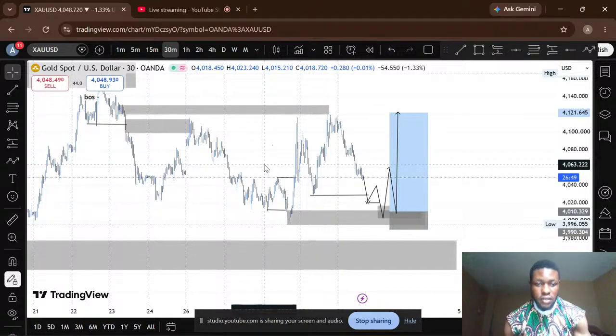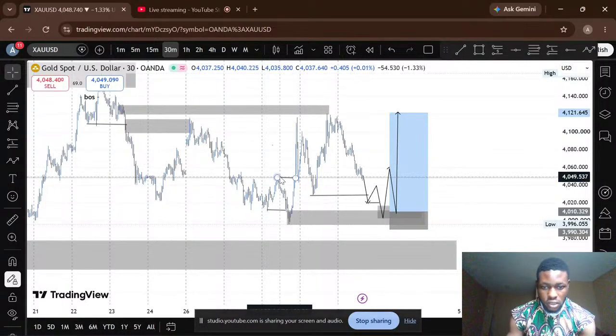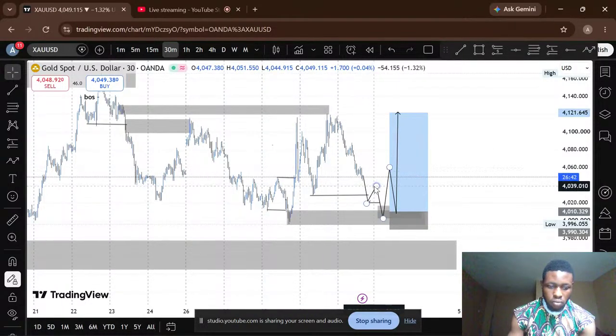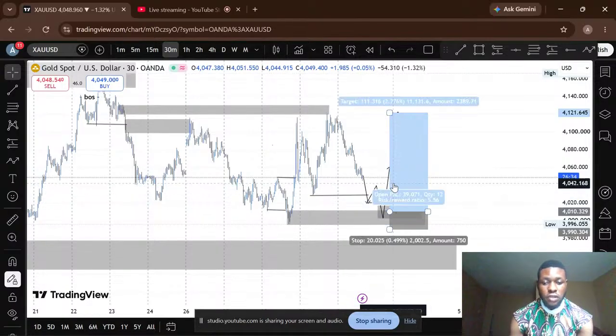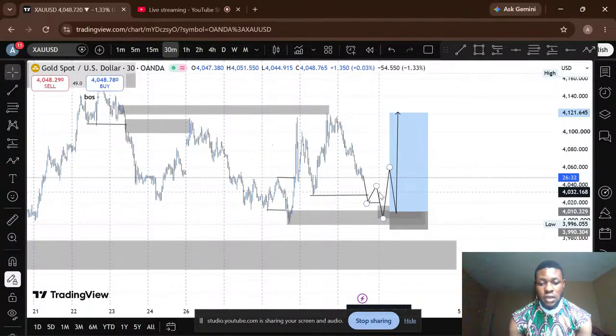So that is it. What I am seeing for now on gold XAUUSD. Before you make a move, you have to wait for price to come to your zone, and you have to wait for confirmations like this before taking any kind of trade to be in a safe zone.